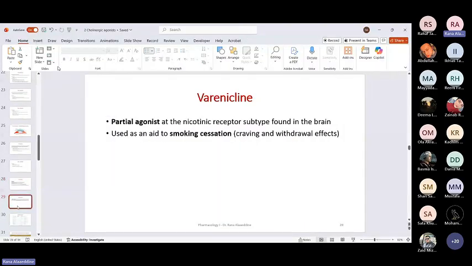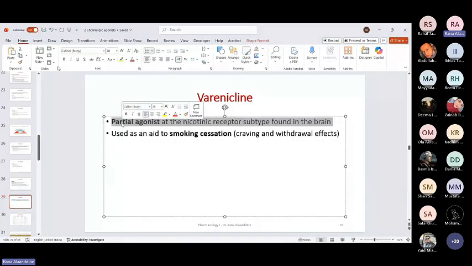Varenicline. What's varenicline? Varenicline is a drug that is, listen, a partial agonist at nicotinic receptors in the brain. So does it make sense that it is used for smoking cessation? To stop smoking?